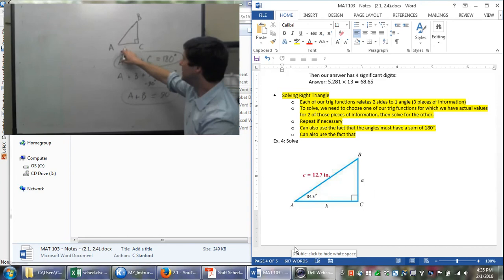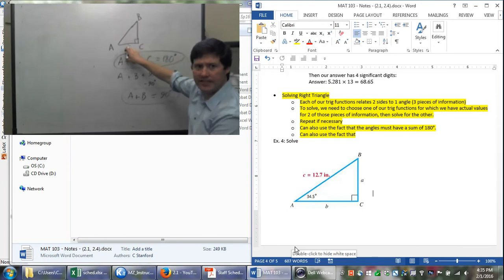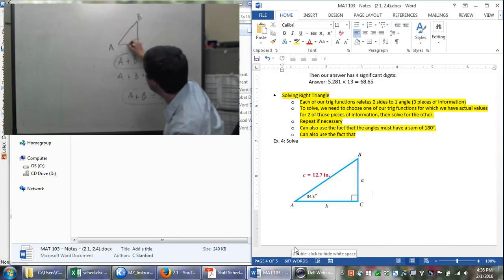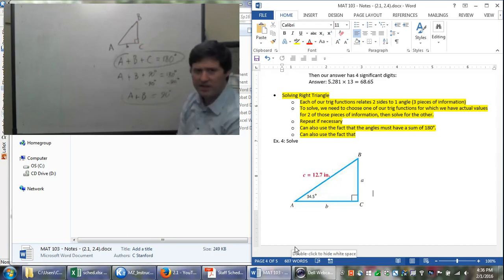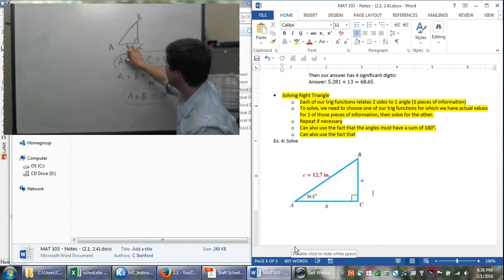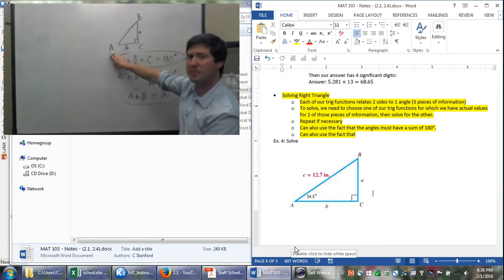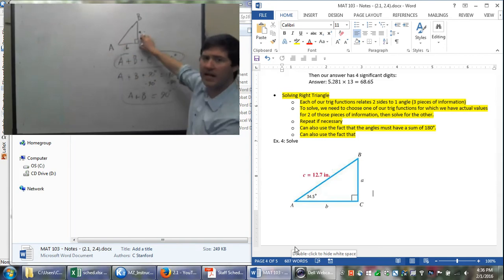Okay, so I've got a right triangle here. This first rule applies no matter what. The sum of these angles in a triangle has to be 180 degrees, even if we didn't have a right triangle to start with. So for any arbitrary triangle, this is true. A plus B plus C has to equal 180 degrees.